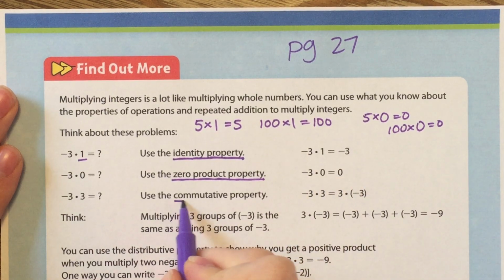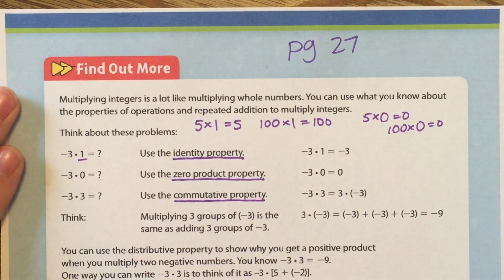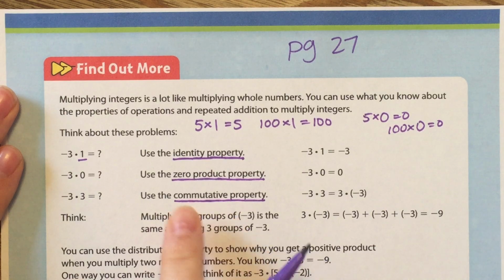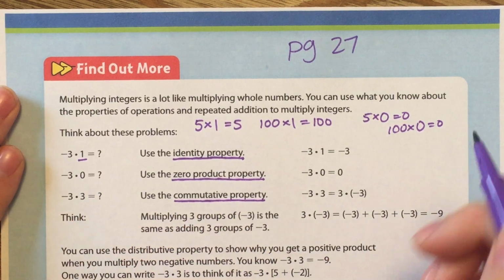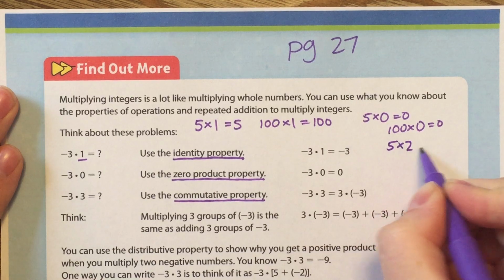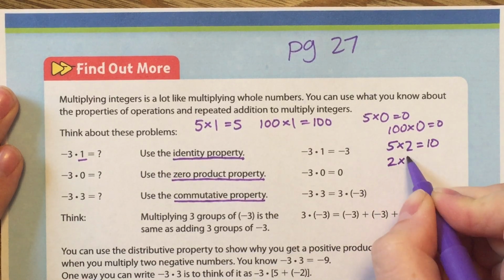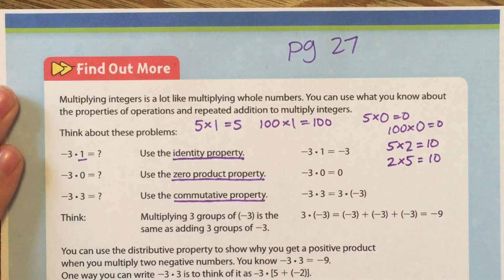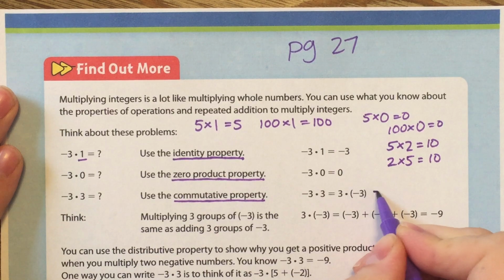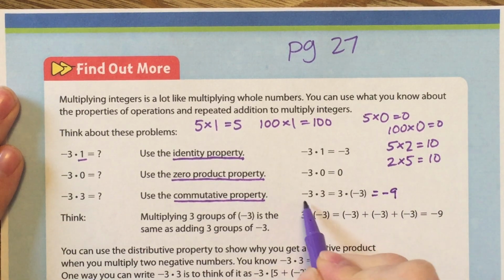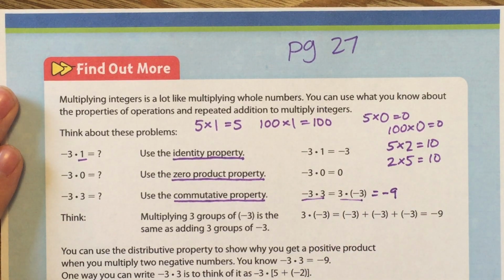We also have the commutative property, which we talked about on the previous page, although we didn't give it a name. It says that you can multiply things in any order and the outcome doesn't change. For example, 5 times 2 is 10, and if you reverse the order, 2 times 5, the outcome is also 10. In math, we call that the commutative property. So negative 3 times 3 is the same as 3 times negative 3, and they both equal negative 9.